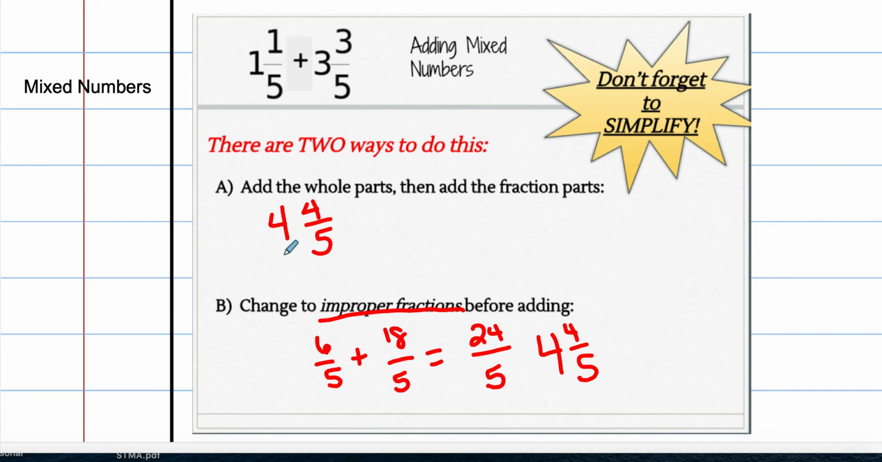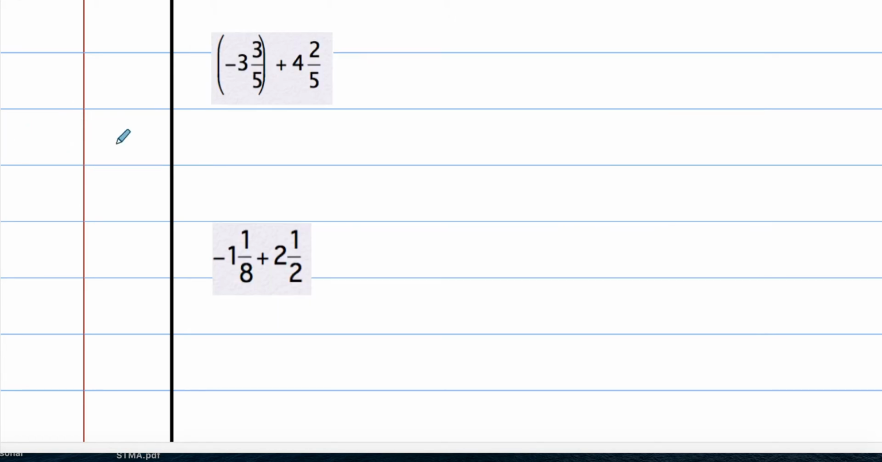So what I'd like you to get used to is, when you get a mixed number, change it to improper. If you do that, it not only works for adding and subtracting, and it's easier with negative numbers, but it also works for multiplying and dividing every time. So I'm going to do the first one with you, and then I'm going to have you stop and do the second one by yourself.